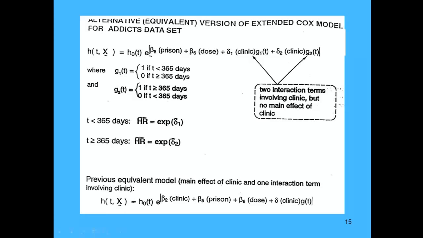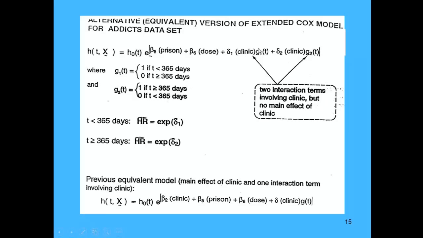And what if t is greater than 365? Well, then G1 is 0 and G2 is 1. So this term drops out and you get e to the delta 2. So if you use this model and you look at less than 365 or greater than 365, you get two different expressions for the hazard ratio. Are they the same or are they different? Well, they're different as long as delta 1 and delta 2 aren't the same. Delta 1 and delta 2 are two different parameters, one for one variable and one for another. If they're not equal to one another, you're getting two different hazard ratios. You can see this by fitting the model and seeing what you get.